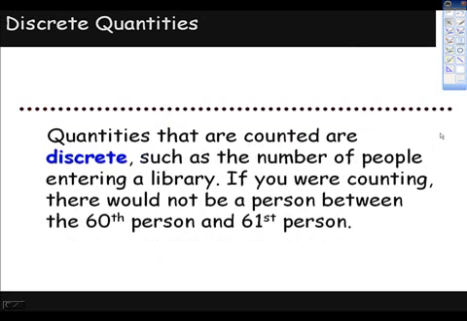Discrete quantities are quantities that are counted, such as the number of people entering a library. You shouldn't see a half or a third or a tenth of a person entering the library. It goes from the 60th to the 61st person. It just jumps.